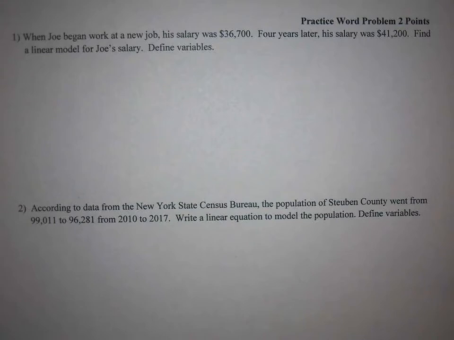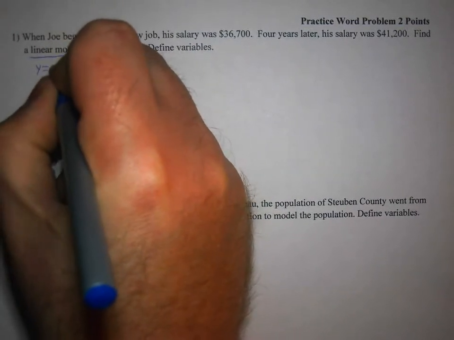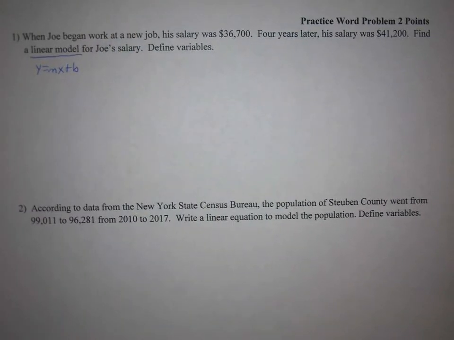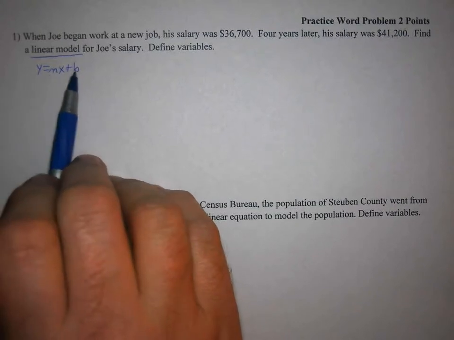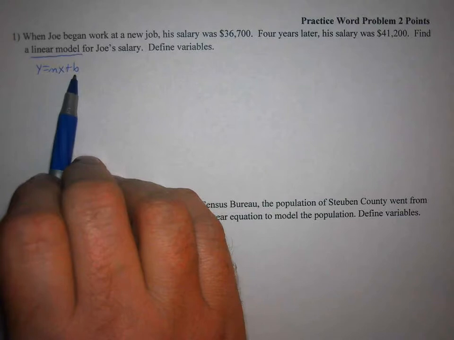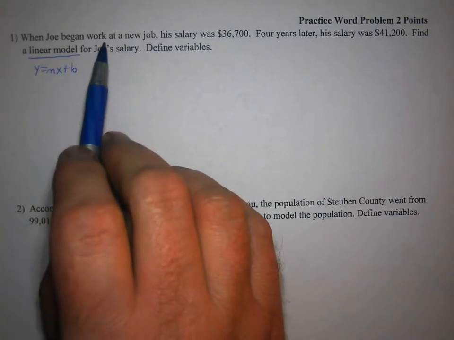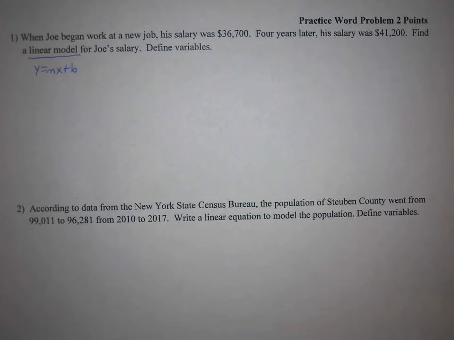So, to write a linear model, remember we should be thinking y equals mx plus b. Okay, so that's what you want to think about. You need to find the slope and the y-intercept, or the b value. So in this problem, as you read through it, notice they didn't tell you the rate at which his salary was changing. They didn't tell you that his salary increased by $2,000 every year. So they're not giving you the slope. You need to find it.